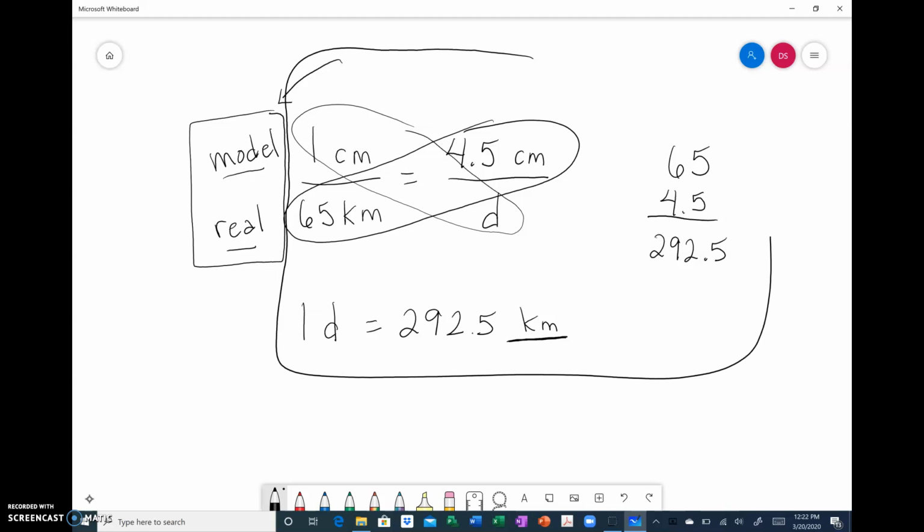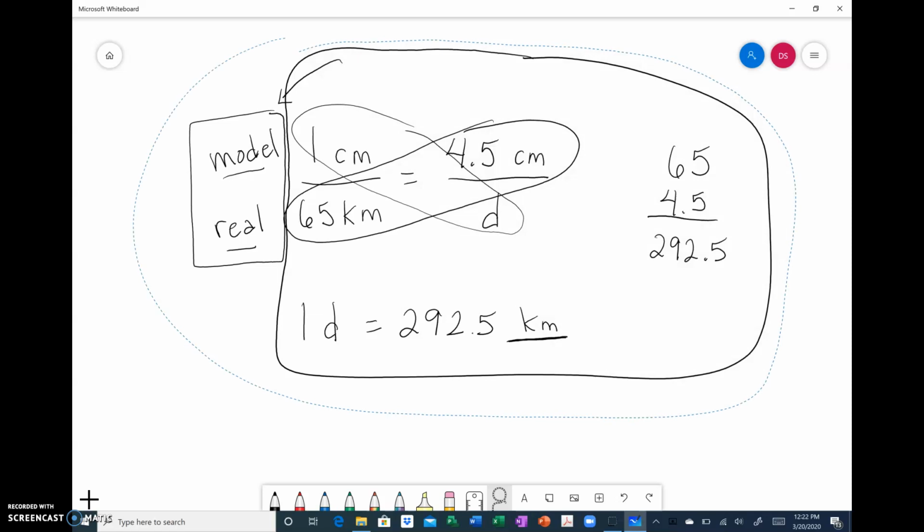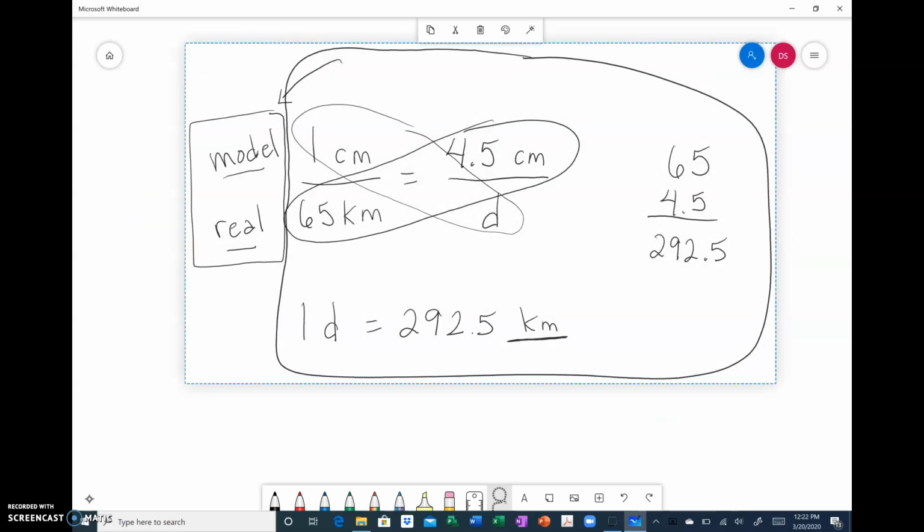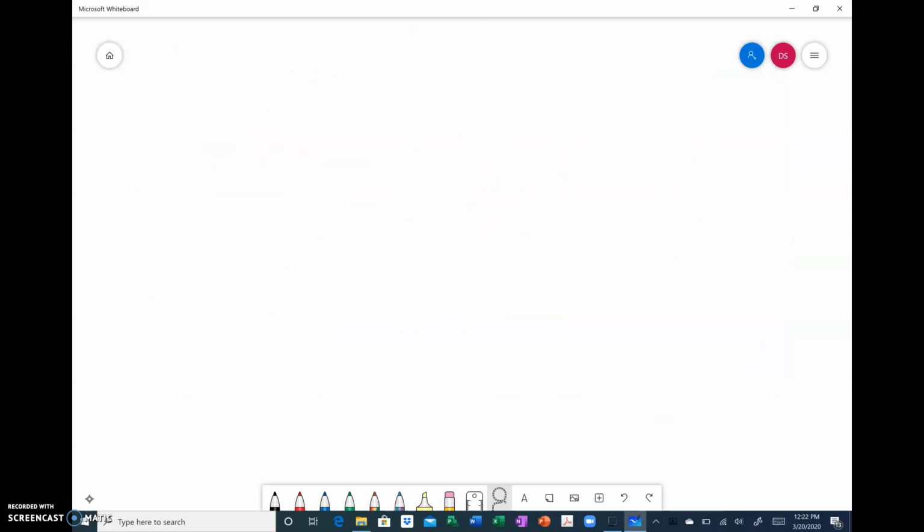I have to mark it all. Whoops. Didn't do that exactly correctly. I am going to have to take my model versus real off for just a minute. I'll put it back up in a minute. All right, let's move on.